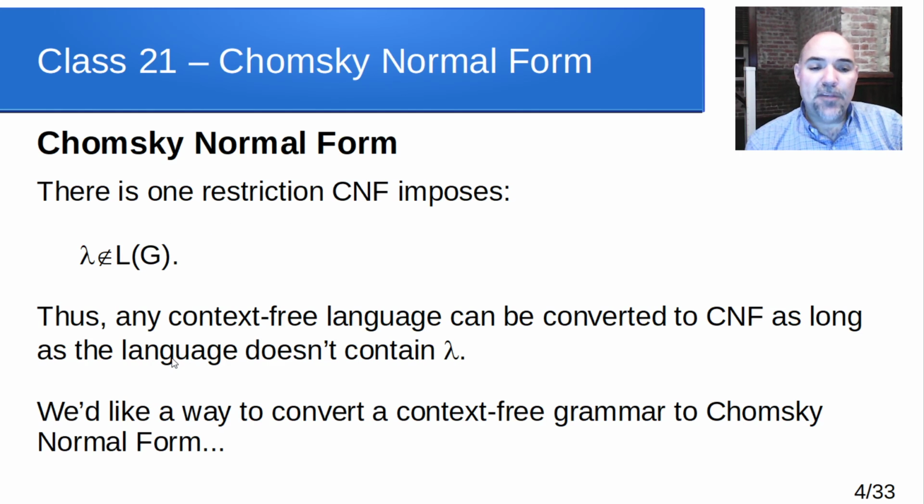So that's the only restriction that we have, that lambda cannot be in the language, but every other context-free grammar could be converted into Chomsky Normal Form as long as lambda is not in the language. If lambda is in the language, we have to factor that lambda out and have it handled in that start production, and then everything below that could be Chomsky Normal Form. So what we would like is to have a method for converting a context-free grammar into Chomsky Normal Form.